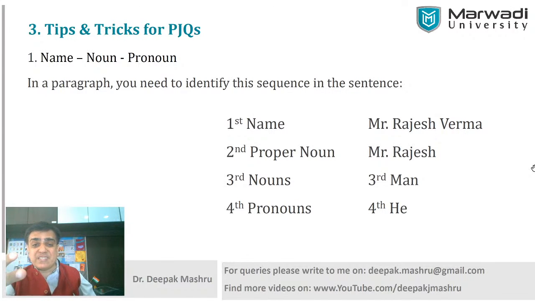But there are 4 sentences. Mr. Rajesh Verma as a full name will come first. Mr. Rajesh as a proper noun comes second. Noun man will come third, and he as a pronoun will come fourth. This should be the sequence. If you understand this in that way, if you find these kinds of words in the parajumble question, it will be easy for you to identify.